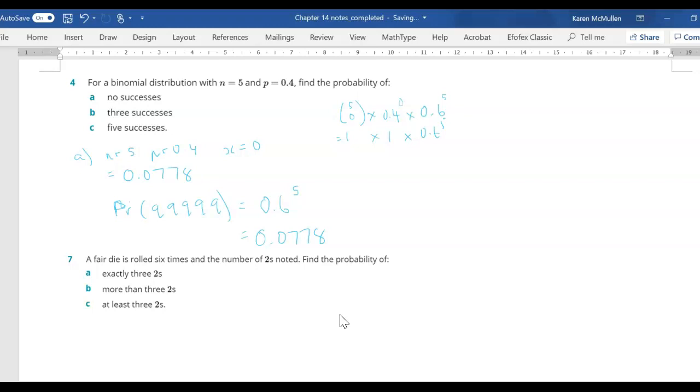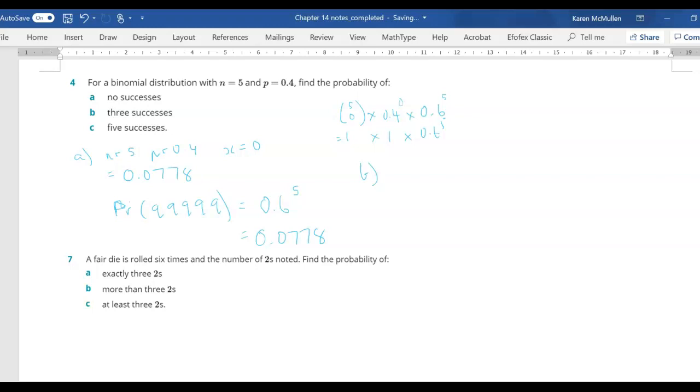So 5 choose 0 or even 5 choose 5 is still 1. Okay, so when we look at question C, we're going to have 5 choose 5. So you don't need to do the binomial distribution. You can just do 0.4 to the power of 5. But I'll do that with you anyway.